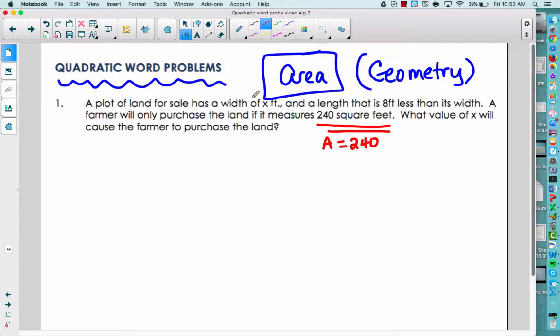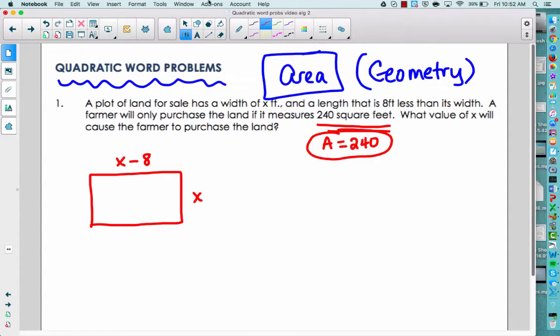Now they told us the width was x, so I'm going to actually draw a picture of this. Okay, I'm just going to draw a rectangle, and I'm going to give one side x. If one side is x, it says the other side is 8 less than that, then this side would be x minus 8. Okay, so now it's a rectangle, and we were given the area. So that's my hint that I may need to use the area formula.